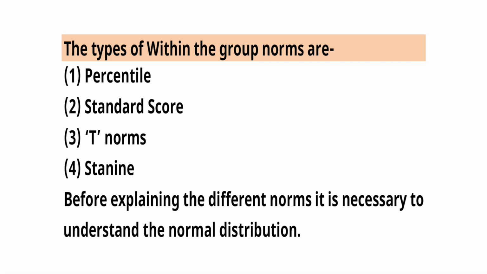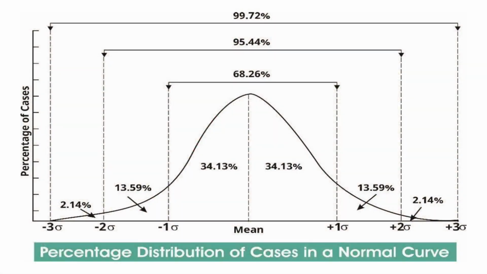Before explaining the different norms, it is necessary to understand the normal distribution, because when I talk about these norms, the standard distribution will come. So first of all, I will explain in brief what is normal distribution, and then we will talk about the norms. Now the normal distribution, which we call the normal probability curve, is a bell-shaped curve. You have seen it? Now this curve is a bell-shaped curve, clear?